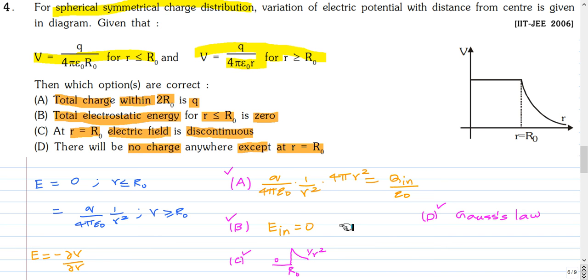Option D: there is no charge except at R equal to R0. This we can verify by using Gauss's law. If we take a Gaussian surface slightly greater than R0, we get Q in as Q, and any radius greater than R0 will still give Q. So all the charge Q is on the surface. So option D is also true. So all the options are true for this question.